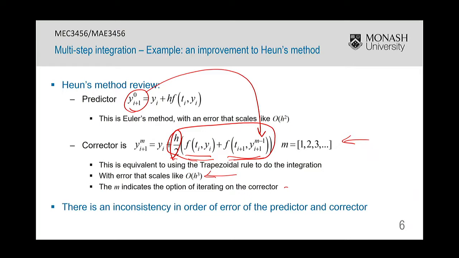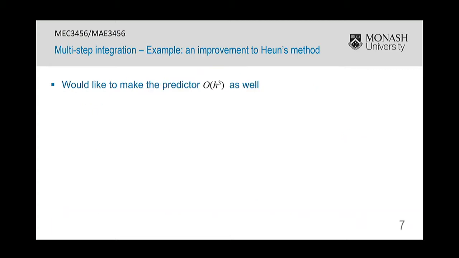However, there's an inconsistency in the order of the predictor and corrector. The predictor has an error that scales like h squared, and the corrector has an error that scales like h cubed. Ideally, we would like to make both of them the same, which would mean that we would really want to make the predictor order h cubed as well. So that's what we're going to have a look at doing.